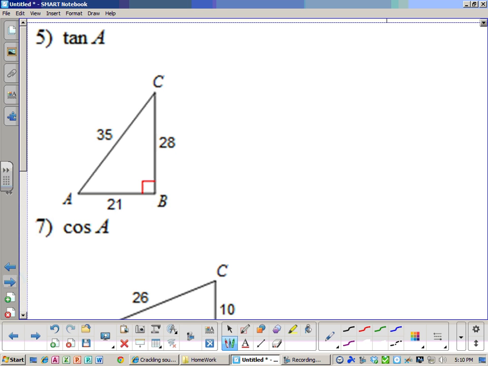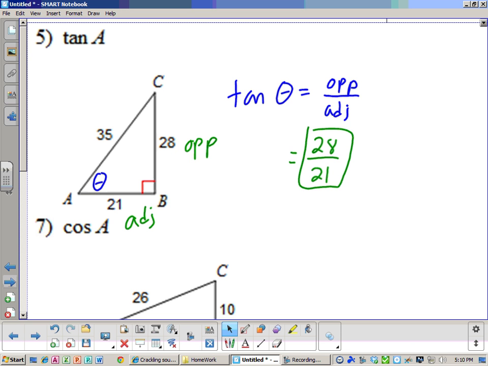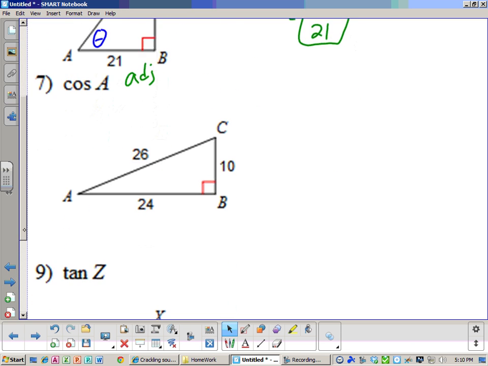Number 5, a tangent of A, which is this one right here. Tan theta is equal to, SOHCAHTOA, so opposite over adjacent, which in this scenario happens to be this one and this one. So there is our opposite and our adjacent, which is equal to 28, our opposite, over the adjacent of 21. There is our answer. Very good. And I didn't reduce because, you know, I don't have a calculator. I don't want to. I'm too lazy also.